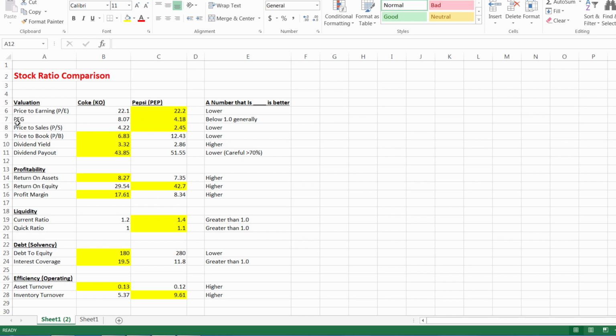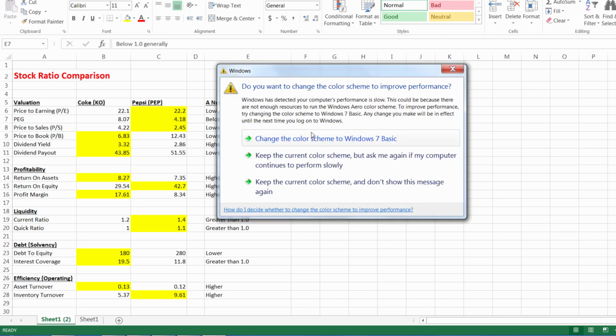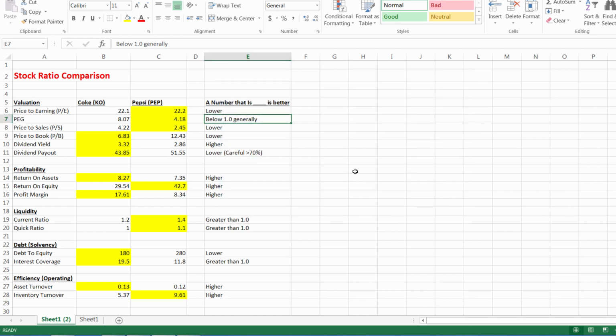So if you look at, let's say, this PEG ratio here, 8.07, 4.18, we would actually like something that's below 1.0; generally below 1.0 is better in a PEG ratio. Particularly if you're a value investor and you're looking for those contrarian stocks, those stocks that are on sale, you might look at these and say, well, their price relative to their future earnings growth, which is what a PEG ratio is looking at, as we learned, you're not seeing something that's really undervalued here.